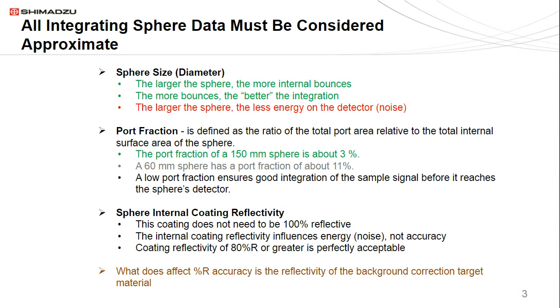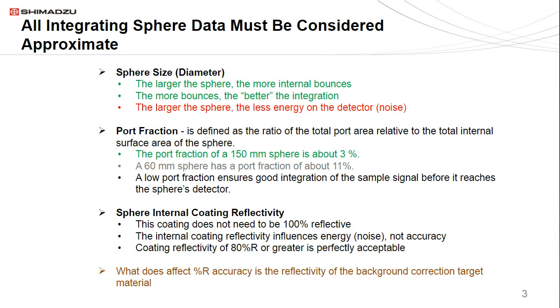The first consideration is sphere size, or its diameter. The larger the sphere, the more internal bounces. The more internal bounces, the quote-unquote better the integration. However, the larger the sphere, the less energy will reach the detector because of the size of the sphere.